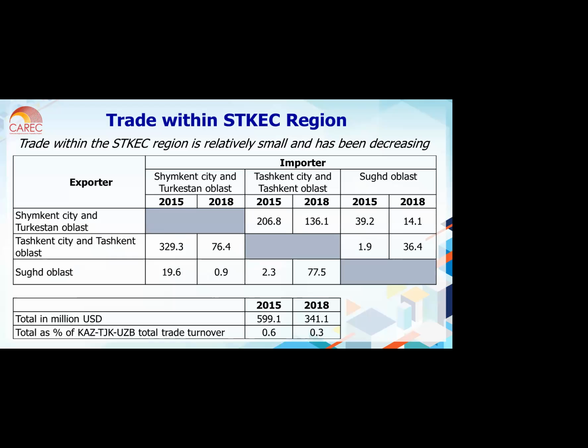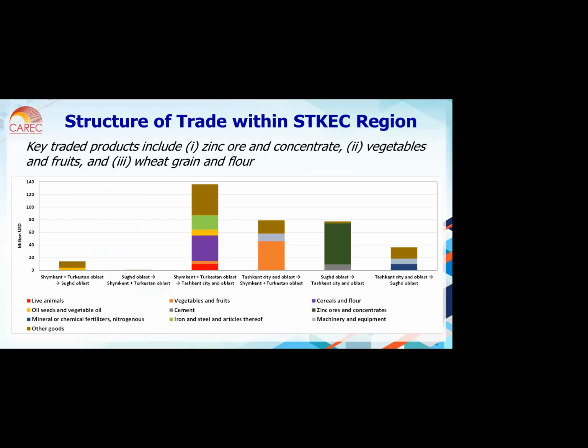And the biggest volume of trade is among Tashkent and Tashkent Oblast with the neighboring regions in Kazakhstan, as well as between... we can see that the volume of trade between Tashkent and the Sugd Oblast is quite small. Next slide, please. So there is a room for further development.